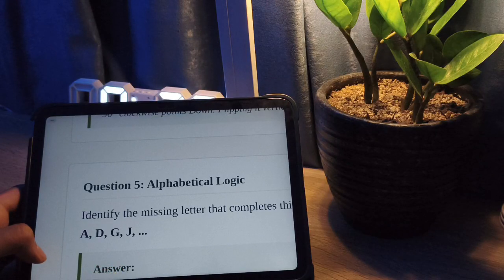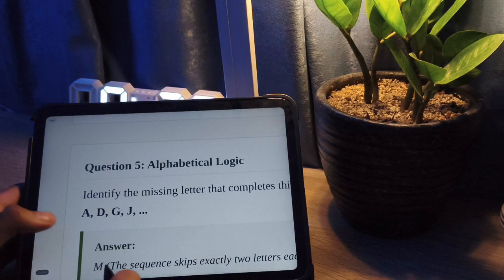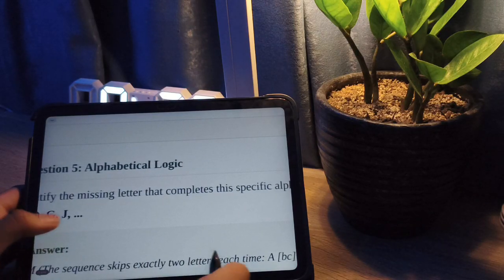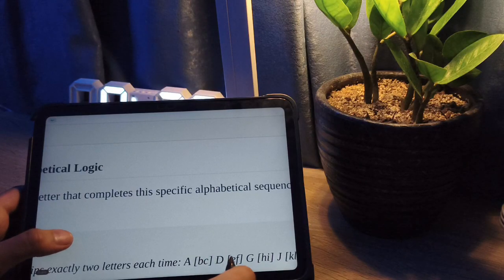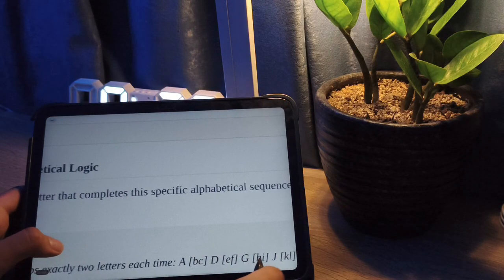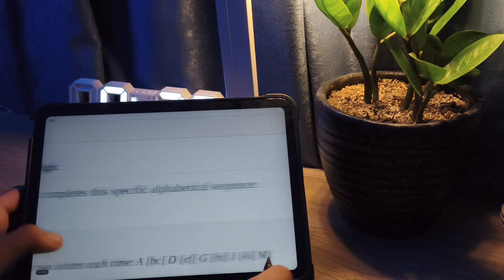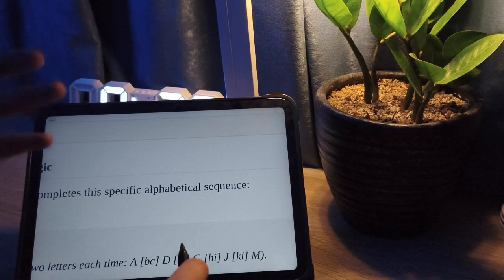And the answer will be M. The sequence skips exactly 2 letters each time. A, B, C, D, E, F, G, H, I, J, K, L, and M.